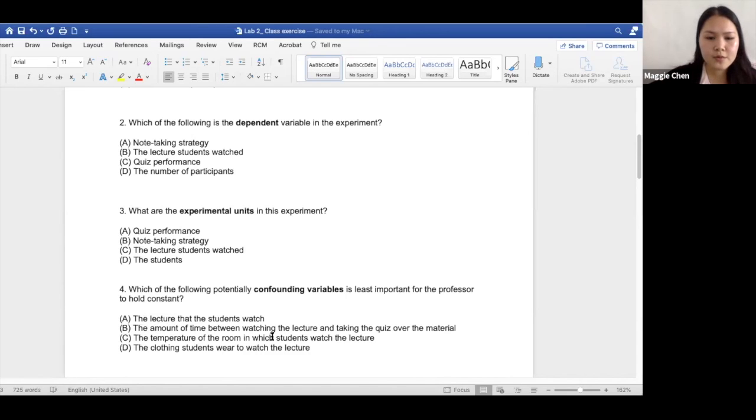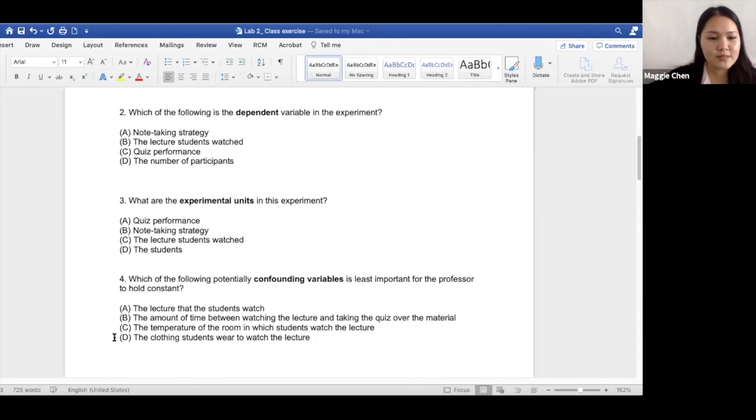The temperature of the room in which students watch the lecture, unless it's really hot or really cold, we don't really have to worry too much about that. So that would mean that our answer is D, the clothing students wear to watch the lecture. So if you're a researcher for this experiment, you probably wouldn't want to put a lot of time or money into controlling this part, controlling what they wear. So the least important confounding variable would be the clothing students wear to watch the lecture. So D.